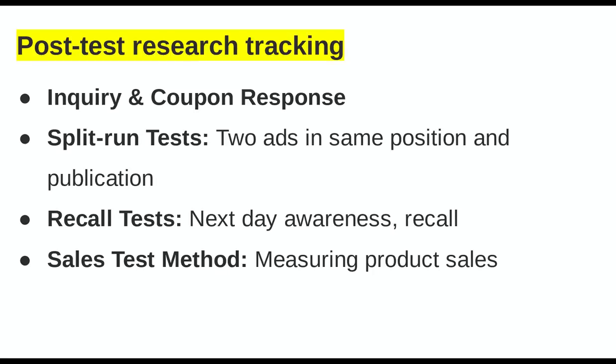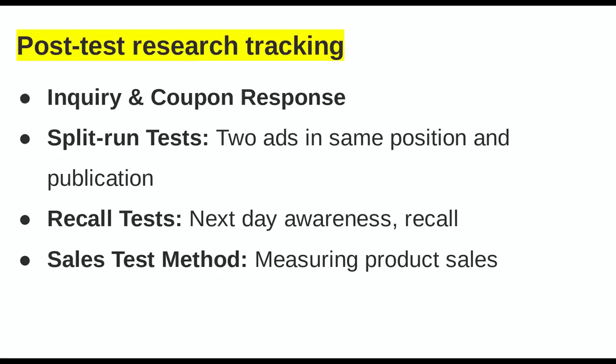This is when the ad's already run or the campaign itself has run, and you want to see how it did. Okay. So there are many ways to do this. One is when the ads are running, you throw in a coupon on the ad itself, or a 1-800 number or something.